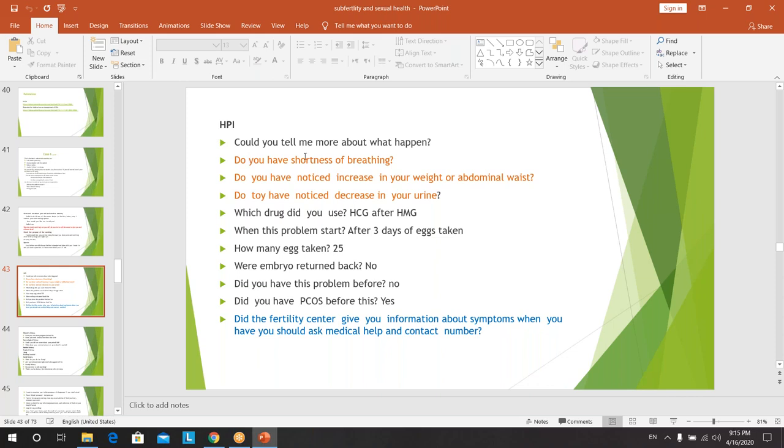Okay, could you tell me more about what happened? Any associated symptoms, like Dr. Ahmed said: any shortness of breath, any increase in your weight, any increase in your abdominal waist? Did you notice any decrease in your urine? You can ask this question if the patient can't answer you.